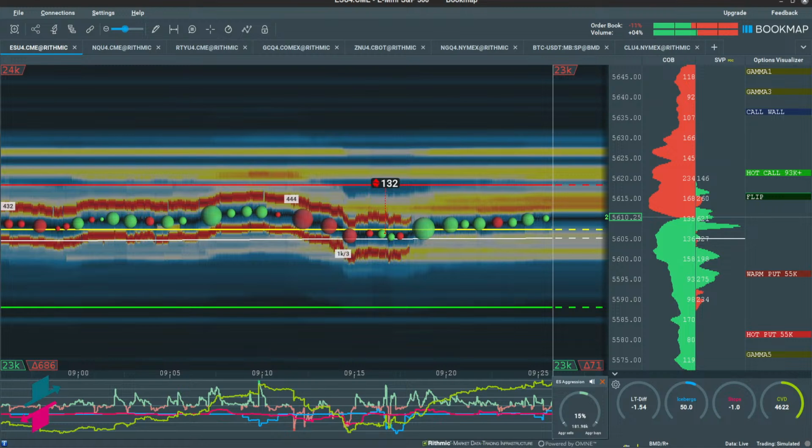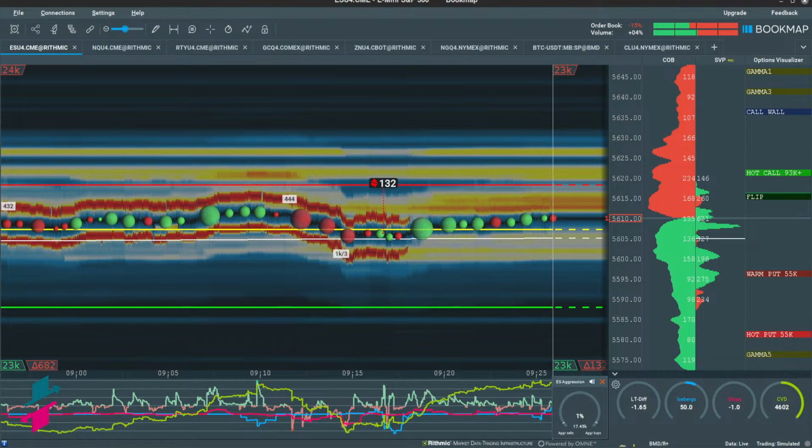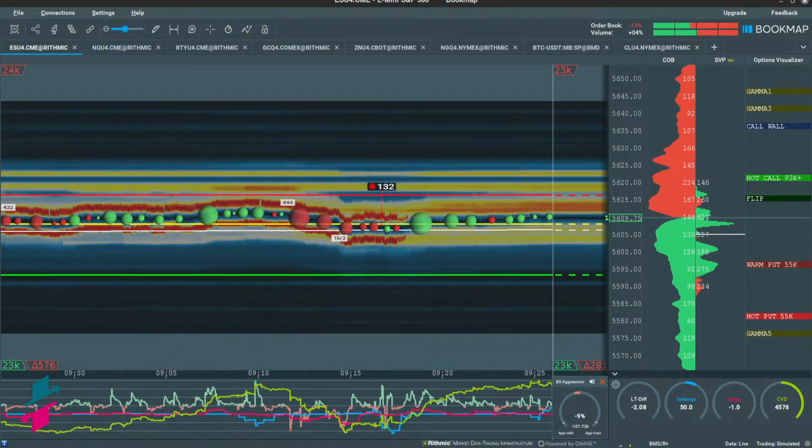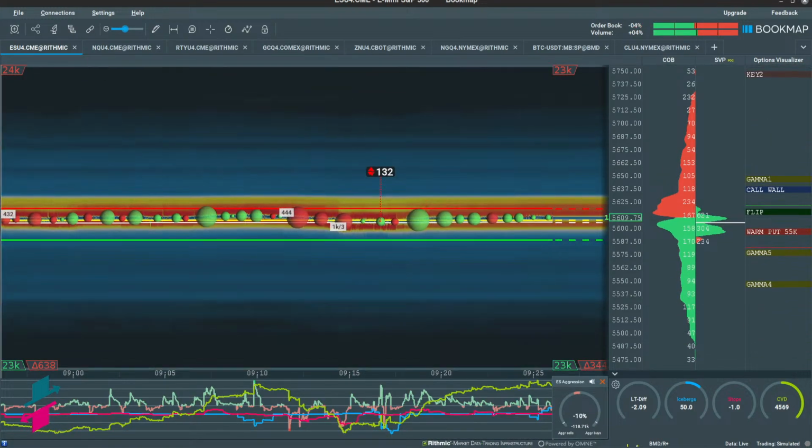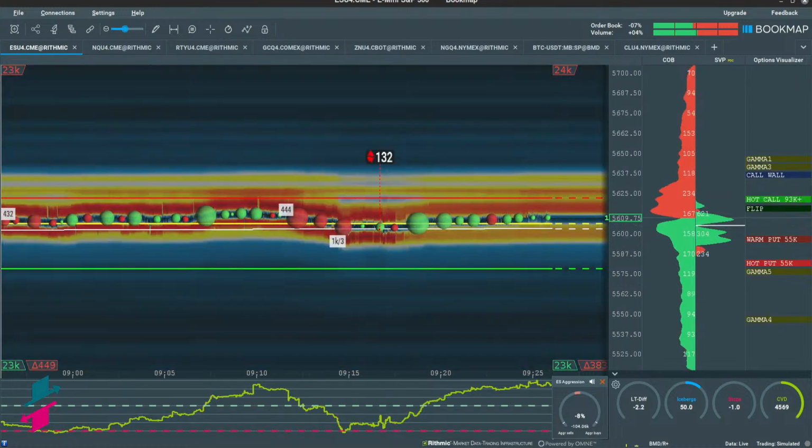And so gamma levels tend to be a little bit more magnetic. Price tends to get stuck at those levels. They can also act a bit more like support or resistance depending on whether you're above or below. And then those key levels tend to be more just direct support or resistance rather than magnetic. So that's how I look at those.